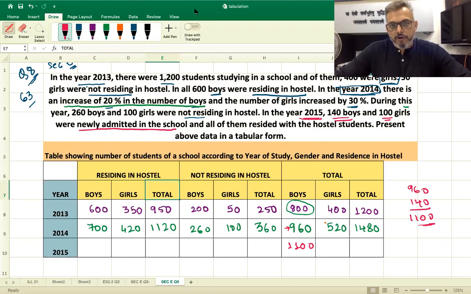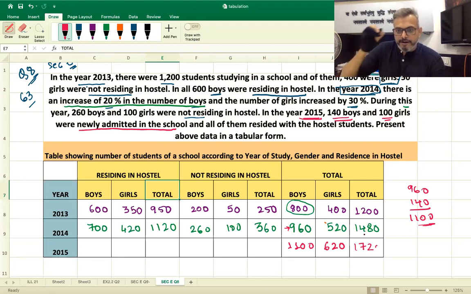Yes, sir. Okay. Then, 100 new girls joined. So there were 520 girls before. Now 100 new girls joined. So directly 100 hai, so we can add. So 620. Now total 1100 plus 620, 1720. But now this is important.